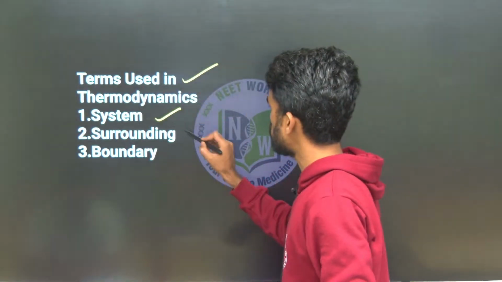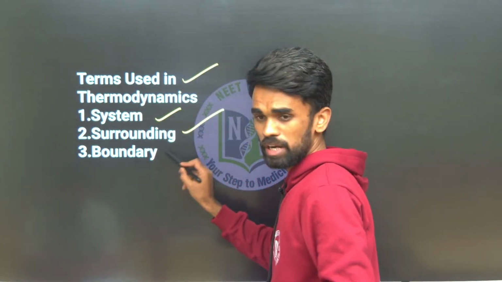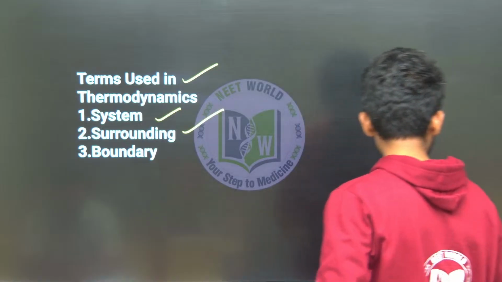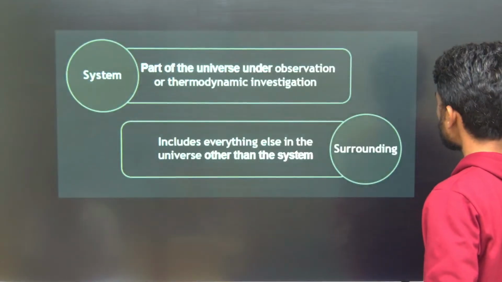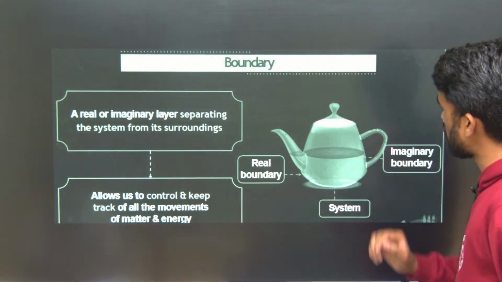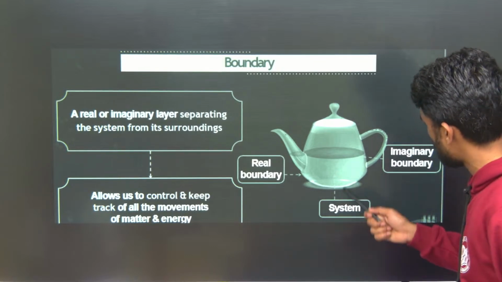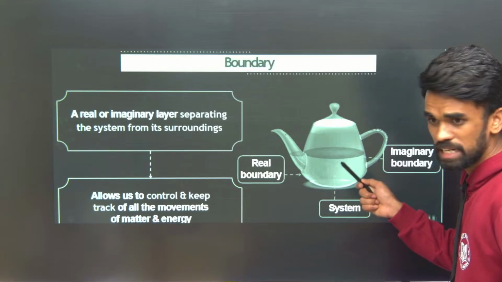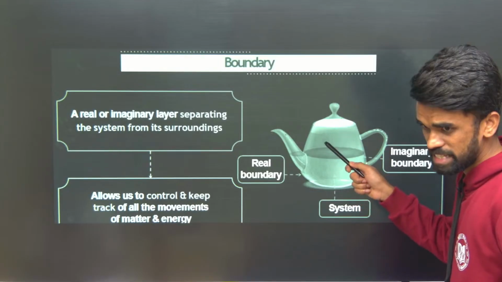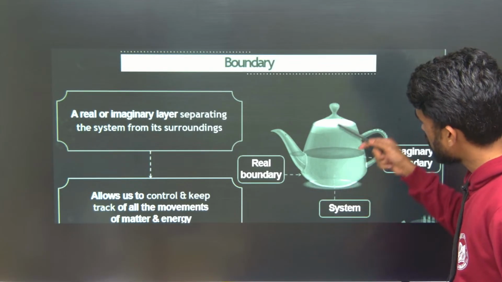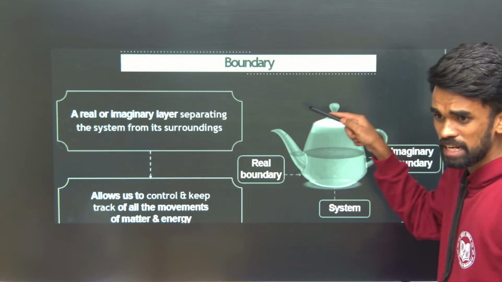Okay, so we have three terms: system, surroundings and boundary. For example, here we have a kettle. What is inside of it? We have some liquid inside of it, so I can say it is a system. The remaining part can be considered as surroundings.